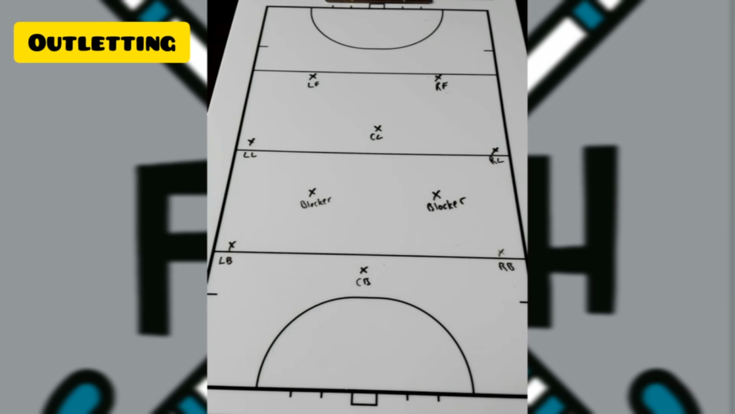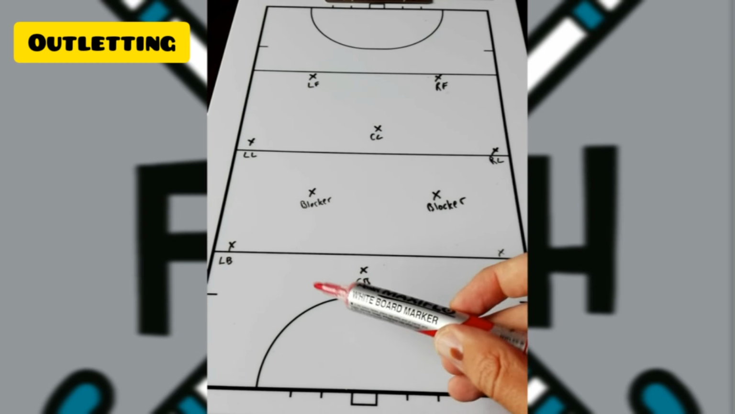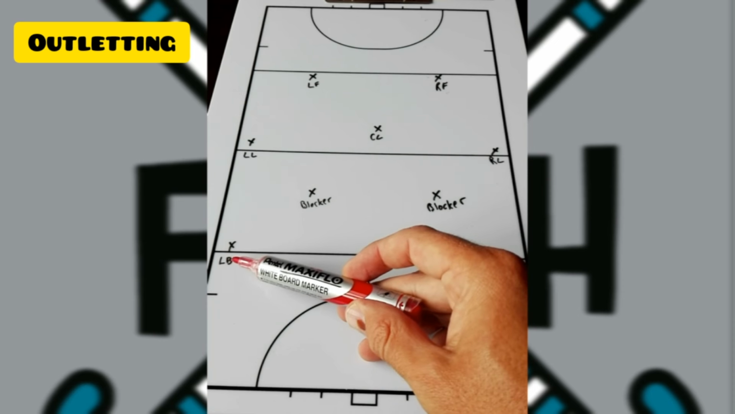With outletting in this system, there's different ways of outletting, and that's the way this system is actually quite nice to have. If your players know exactly what they need to do, you will have a lot of different ways of outletting and getting out at the back. But for now, we're going to start with outletting from the left back.